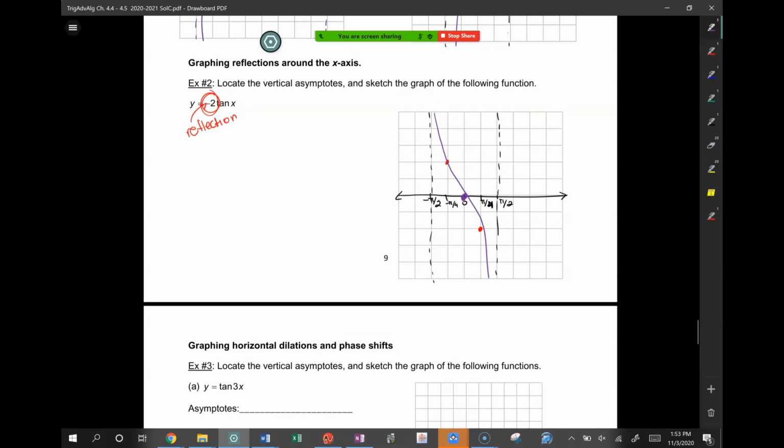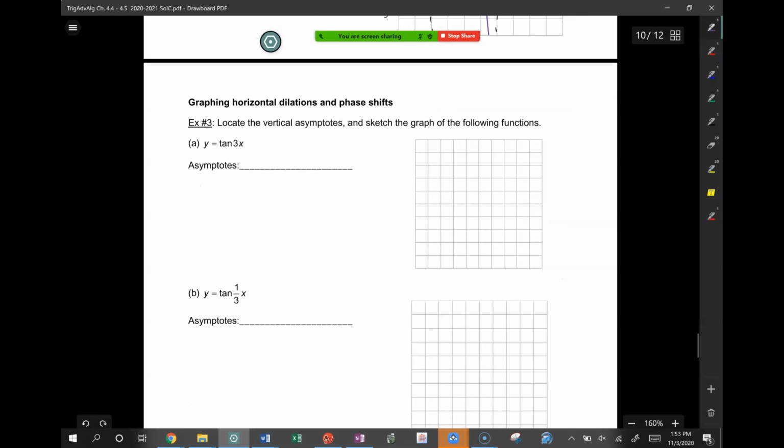Okay, so let's do this next one. Here I have tangent of 3x. So the period has now changed. What I do is I go from -π/2 to π/2, but I put in the 3x. So I'm going to divide by 3. Dividing by 3 means multiplying by 1/3. Okay, so it goes in the denominator.